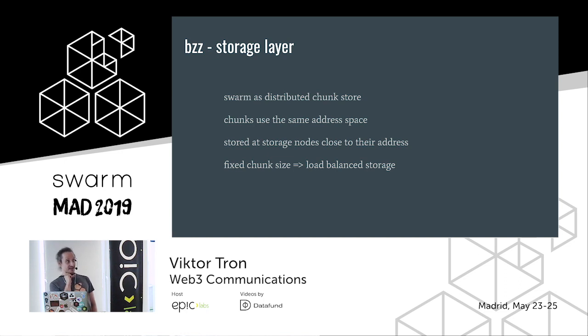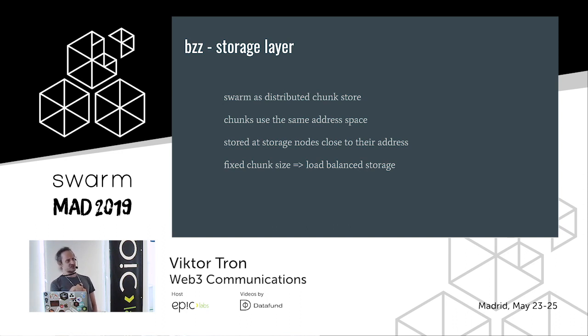It means that chunks should have an address, and this address is meant to be interpreted in the same address space as the overlay address of nodes, which means that it makes sense to say that a certain chunk is stored with the node that's closest to them. So that's exactly how Swarm distributes the data. So far it's quite similar to DHTs in a way, but there's a very big difference.